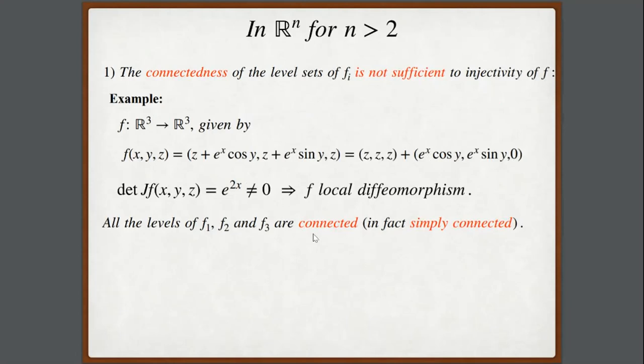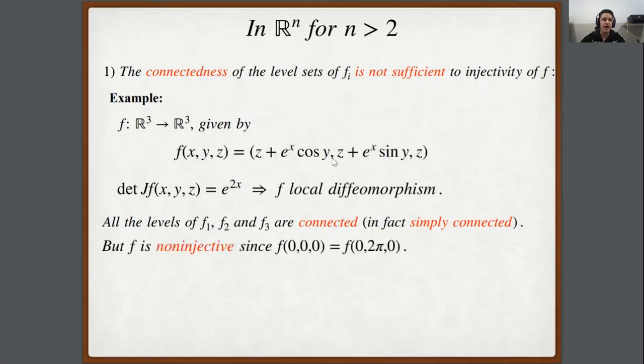The coordinate foliations, the foliations induced by levels of F1, F2, and F3, are very simple. They are in fact topologically conjugated to a trivial foliation, to a plane Cartesian with a line. And we have this non-injective local diffeomorphism between R3 and R3. This example shows that the non-injectivity R3 to R3 for an analytical mapping implies nothing about the coordinate foliations.